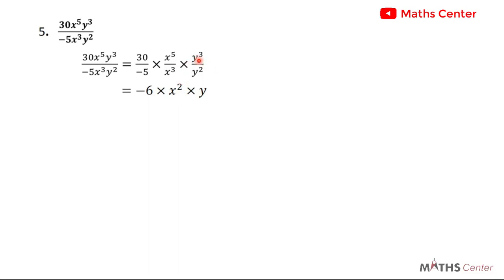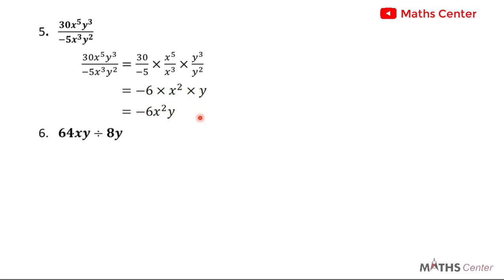Then y exponent 3 divided by y exponent 2. So they also have the same base. So you pick one of the bases, y. Then you subtract the exponents, 3 minus 2. Remember that 3 minus 2 is 1. Y exponent 1 is the same as y. So if you watch the video on indices, you are going to understand how these computations were done. So from here we have minus 6 times x squared times y, which gives us minus 6x squared y.